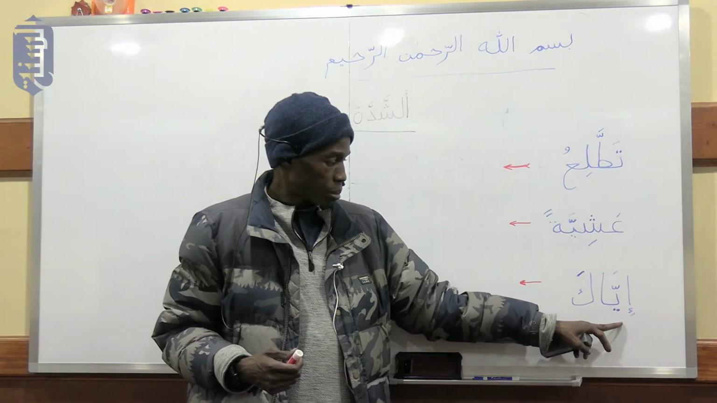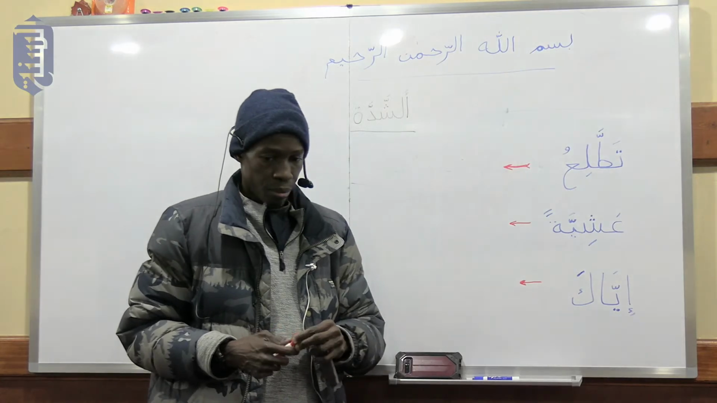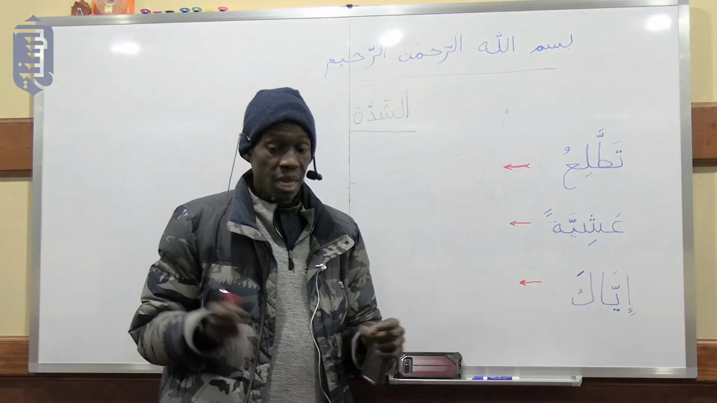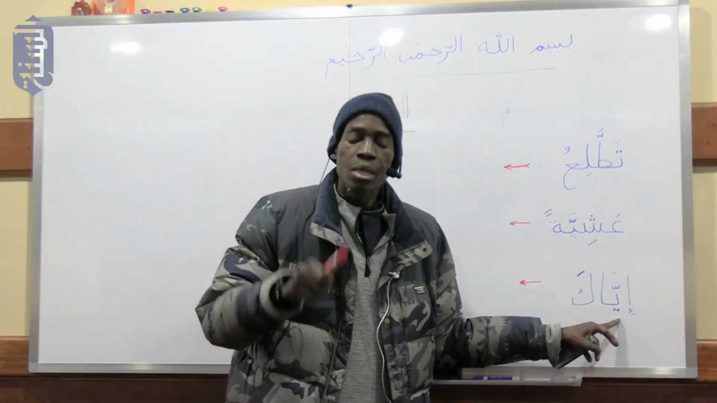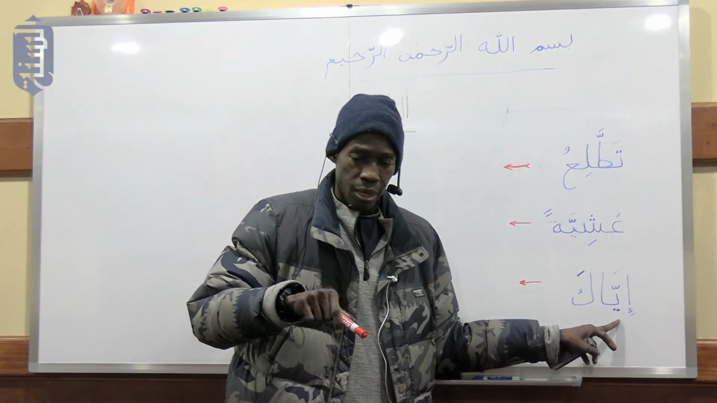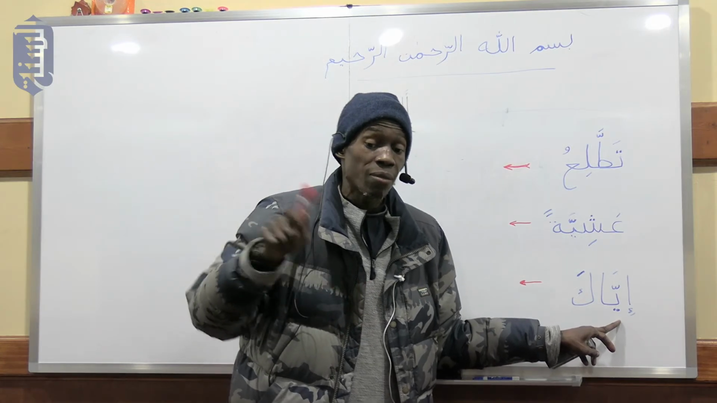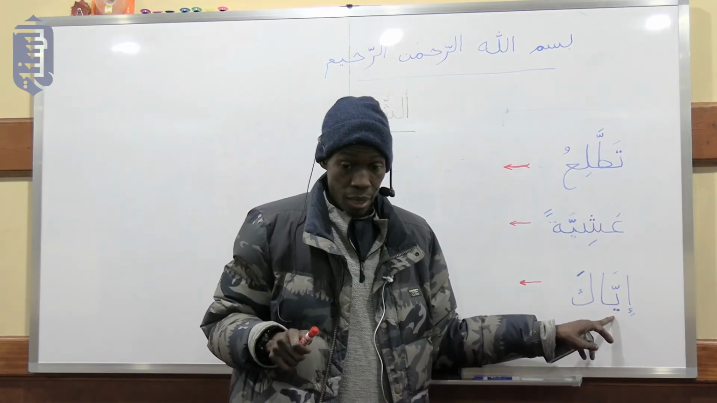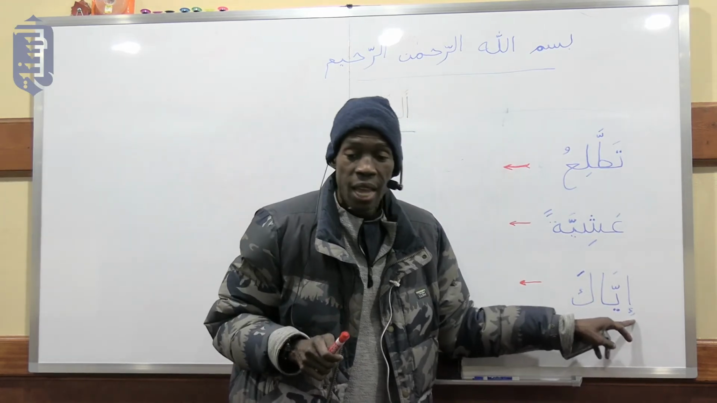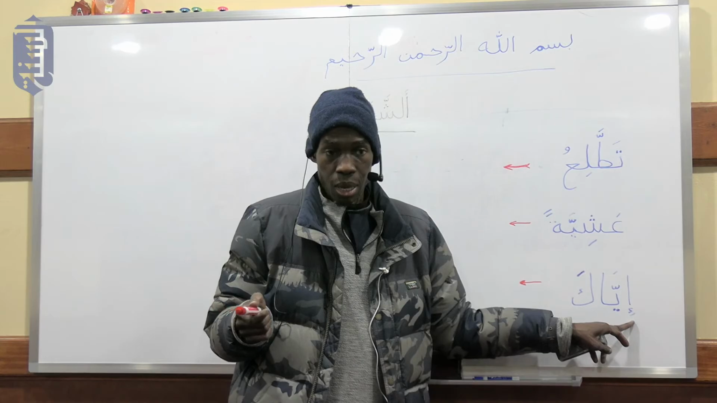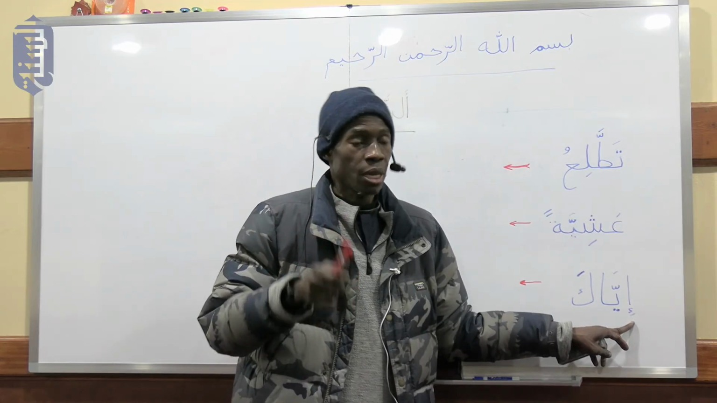Hamza, Kasra, Ya, Shadda, Iya. Because the shadda that you said is actually a sukoon on the first of the two yas. So because it is a ya with a sukoon, it prolongs any kasra before it. A ya with a sukoon prolongs the kasra before it.